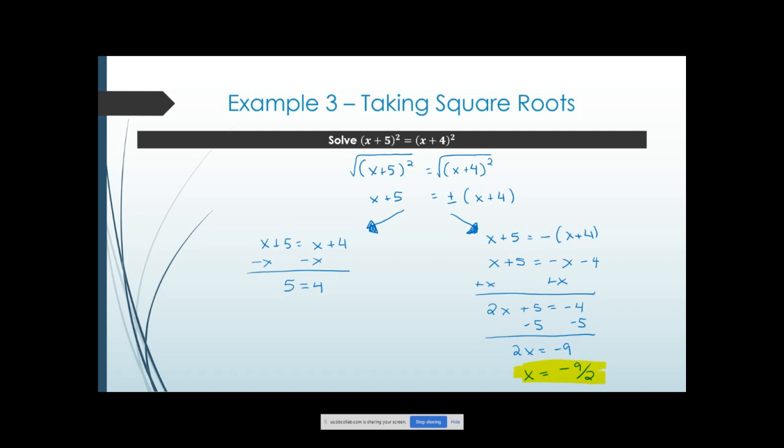So, are there any questions on this last example? Okay.